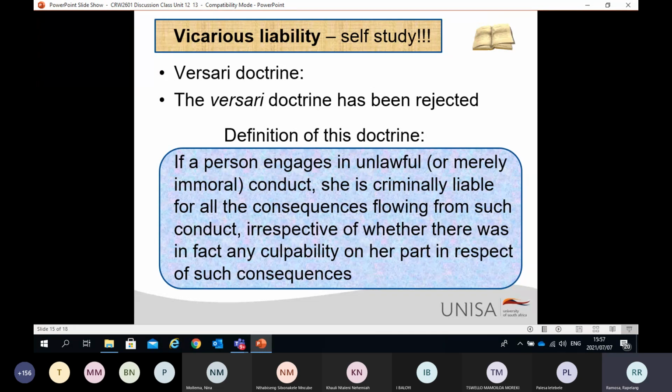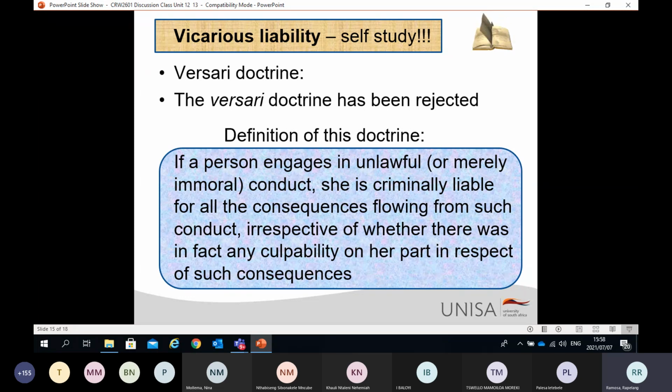Another instance of strict liability is vicarious liability. It's just a form of strict liability. This is an instance whereby one person is held criminally liable for the acts of another person. Usually that other person would be somebody who was acting on behalf of that first person. So although A did not directly commit the crime, but B committed that crime acting on behalf of A, then what happens is that A would be found to have been criminally liable vicariously because of the actions of B.